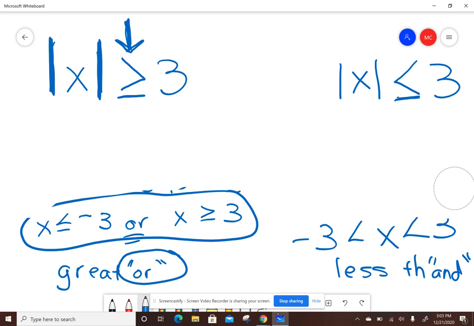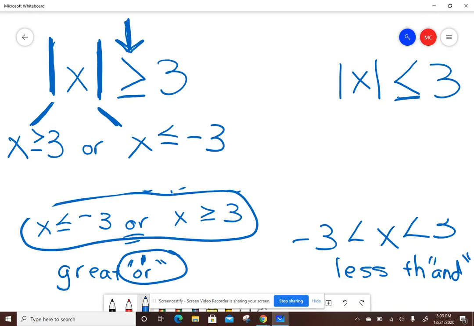Okay. So here, just like before, I have two absolute value bars. I'm going to have two equations. This is going to be just what you see. X is greater than or equal to 3, or, and then this is going to say X, flip the sign, less than or equal to, change the sign. So we flip the sign, change the sign. And notice, even though I wrote it in a different order, we got the exact same equation.